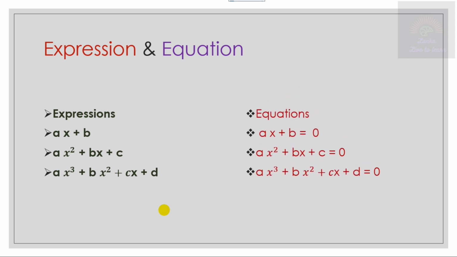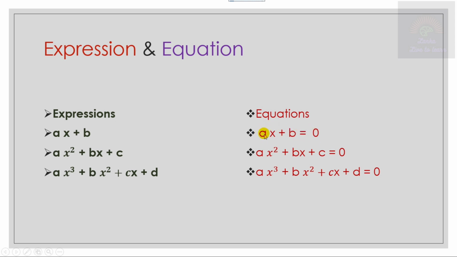Equation means you can observe the difference between this and this. There is an equals to sign, that is ax plus b is equal to 0, ax square plus bx plus c is equal to 0, ax cube plus bx square plus cx plus d is equal to 0. So these are equations. In this chapter we are going to learn about type 1, that is ax plus b is equal to 0 type, that is the linear equations.